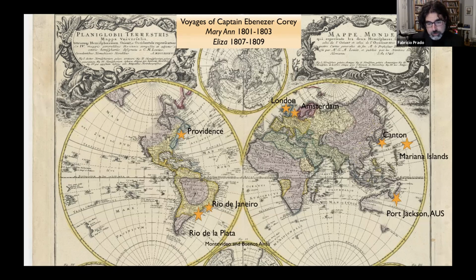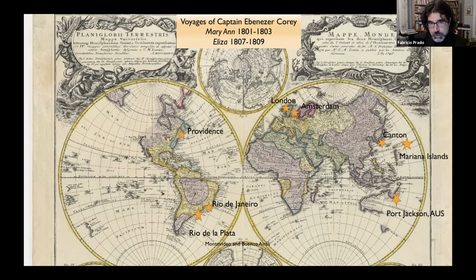Well, one of these voyages was the second voyage of Ebenezer Corey to Rio de la Plata, and that was the voyage of the brigantine Eliza, Captain Corey, who sailed from Providence to Rio de Janeiro, to Rio de la Plata, to Port Jackson in Australia, and it was supposed to reach Canton in China, but it shipwrecked after hitting a coral reef near the Fiji Islands.